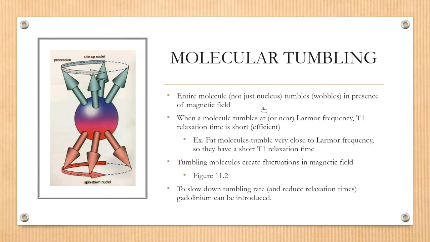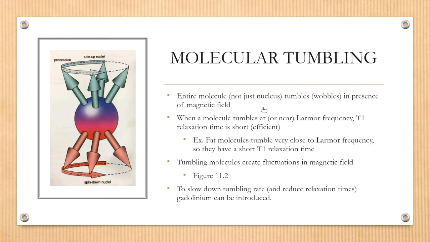So in order for us to slow down the tumbling rate so that we can influence the magnetic field and make it either slower or faster, we have to influence these molecules to slow down.